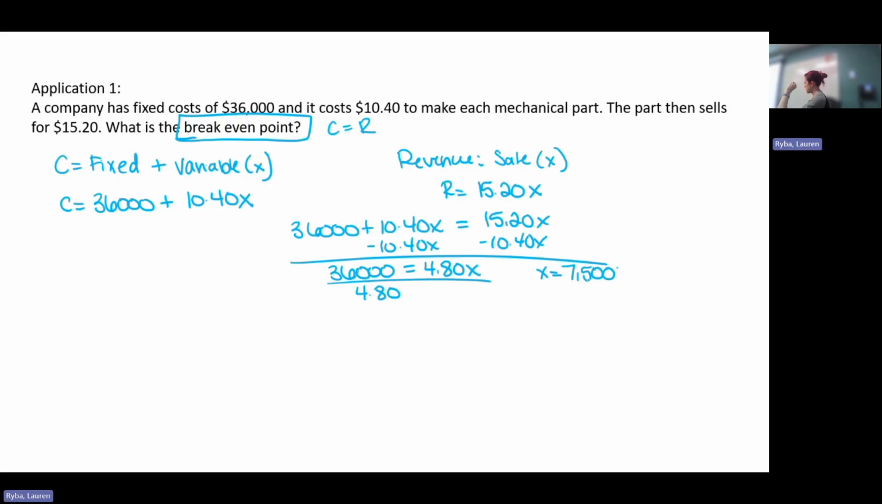Okay, so if I sell exactly 7,500, everything zeroes out. If I sell more than that, I'm going to earn money. If I sell less than that, I'm going to lose money. Make sense?